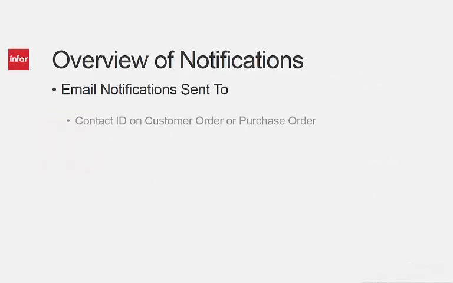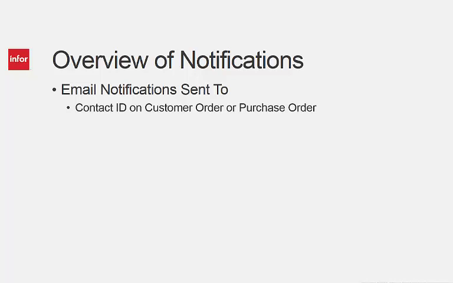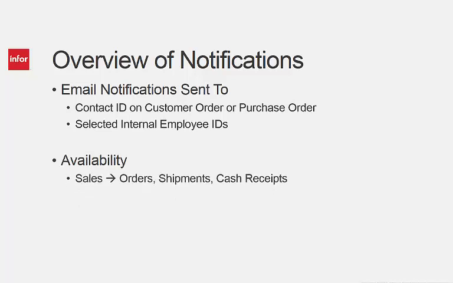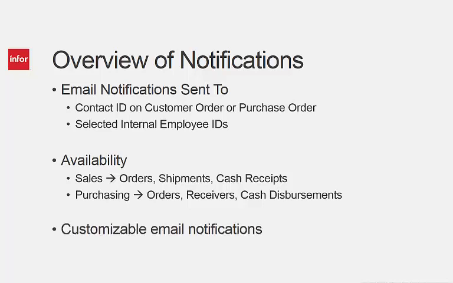Visual 9 allows the user to provide email notifications to your contact on the customer order or purchase order, and also to selected internal employees for the purpose of alerting predefined users of specific business events. These notifications can be sent from the sales cycle for customer orders, pack lists, and cash receipts. They can also be sent from the purchasing cycle for purchase orders, purchase receipts, and cash disbursements. Visual 9 provides you with default templates for these notifications. You can customize these templates in a new program, Notification Maintenance, which you can access from the admin menu.